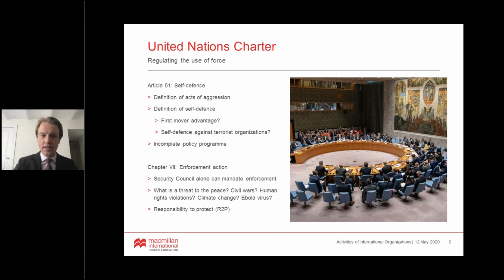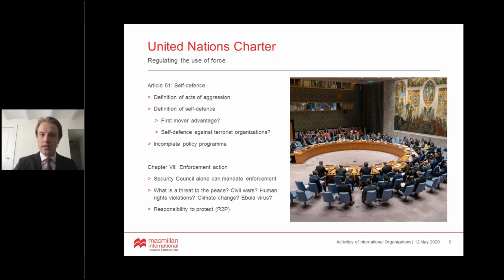So it's often unclear whether, if you move first and strike first, that falls under self-defense or not. Another question is whether self-defense against a terrorist organization is allowed. For instance, ISIS has been operating in Syria and in Iraq, and obviously from Syria and Iraq they have been organizing terrorist attacks on France and on other countries. So does that allow France, under Article 51, to strike these terrorist targets within the sovereign state of Syria, within the sovereign state of Iraq?